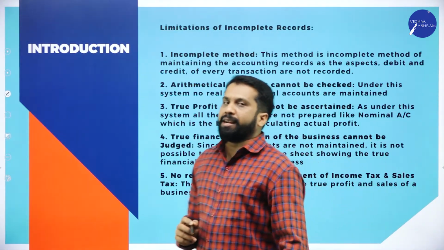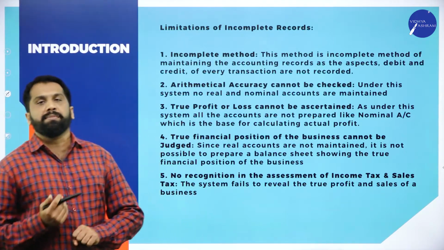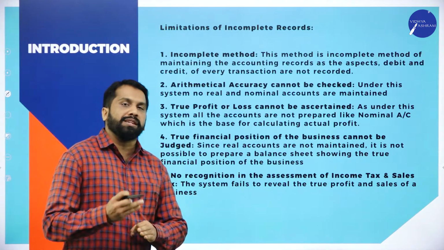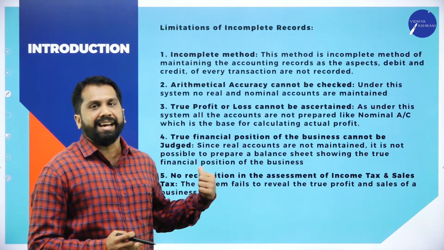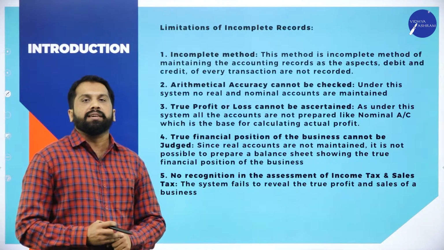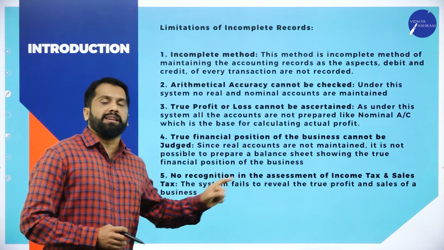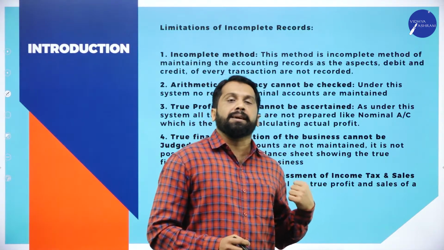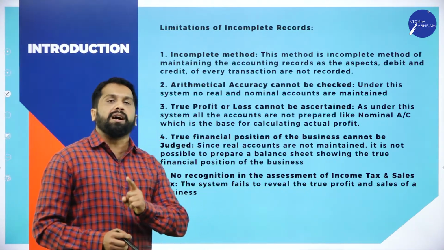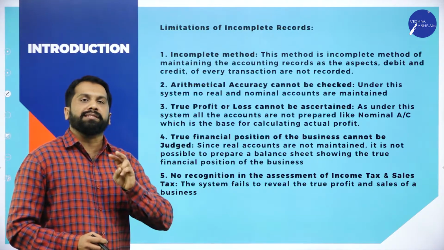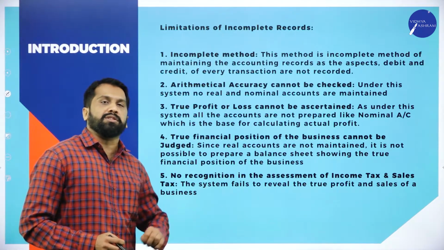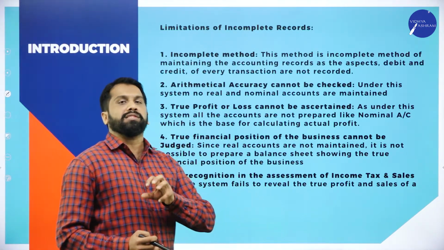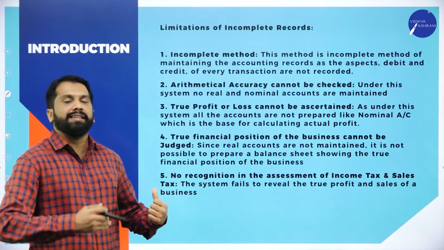Limitations. So more than advantages, we get more limitations. Limitations we call as disadvantages. We get more disadvantages for this single entry or incomplete records. This is very, very important. Why? Because in your examination, this is a compulsory question for 1 or 2 marks. You have to write just 2 points. What are the limitations of incomplete records? I'll let you know how many marks you will get from this chapter on the next slide.